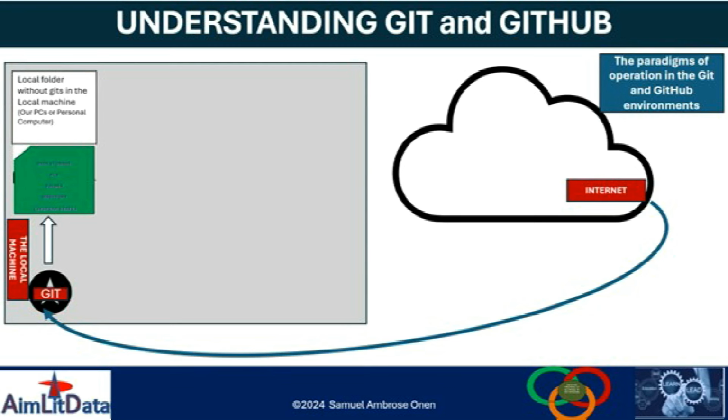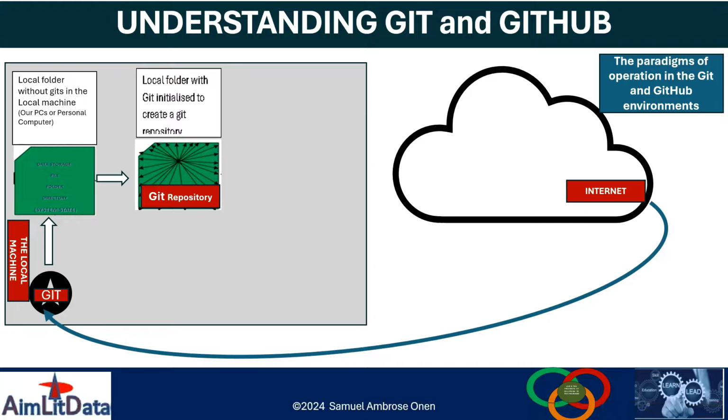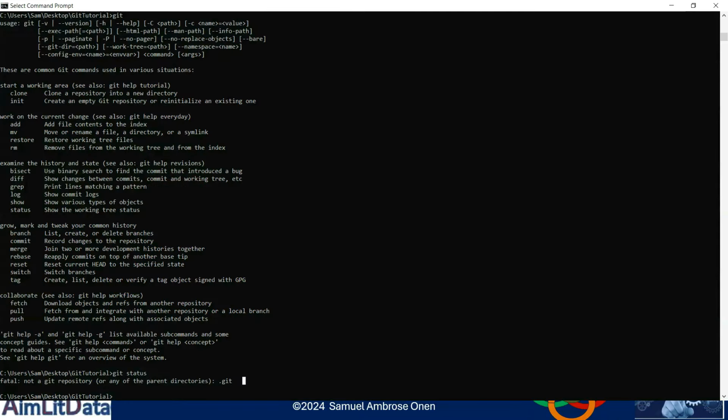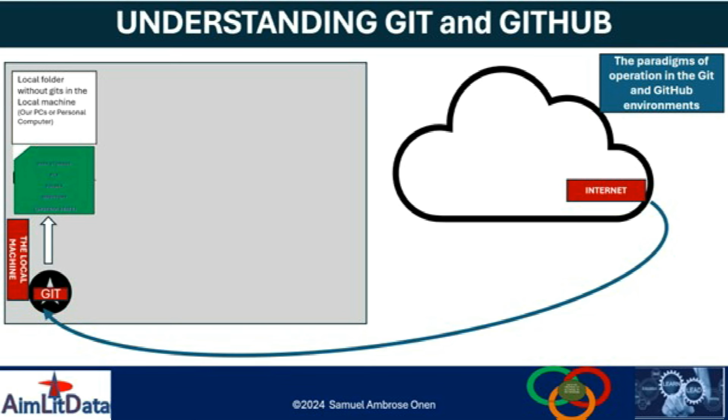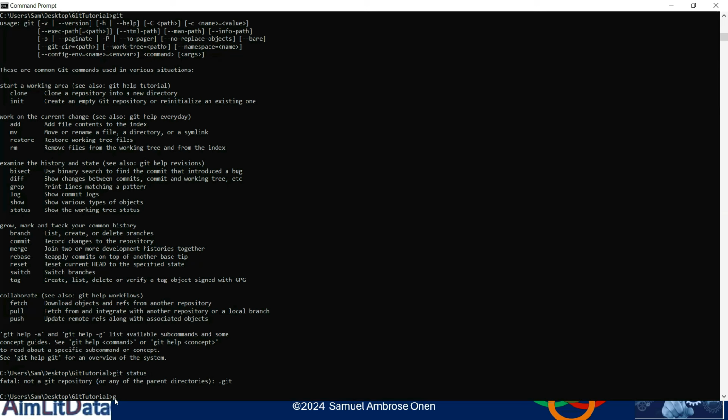So let's go and create our Git repository. Remember, you have to be in that folder. We are inside that folder, the tutorial. And now we are going to create a Git repo. So we're going to say git init. Just that program alone. Git init.